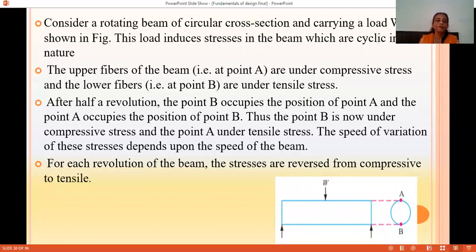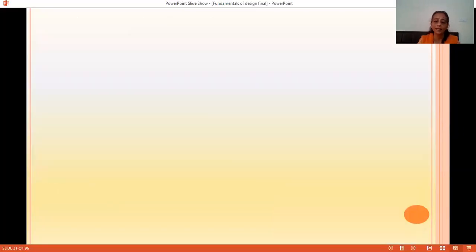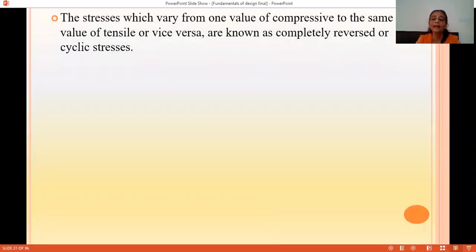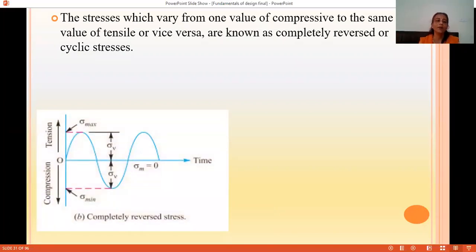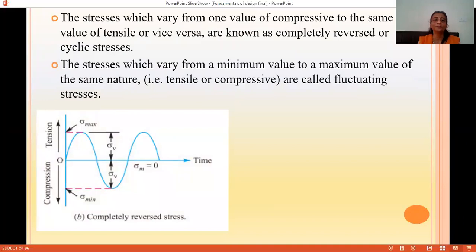So here we will see this type of stresses are known as reversed stresses. So let us see what is completely reversed stress. The stress which varies from one value of compressive to the same value of tension, or vice versa, is known as completely reversed stress.